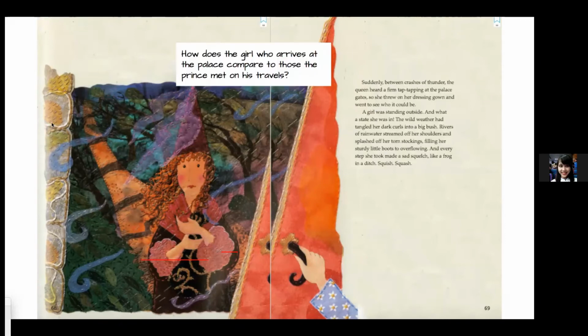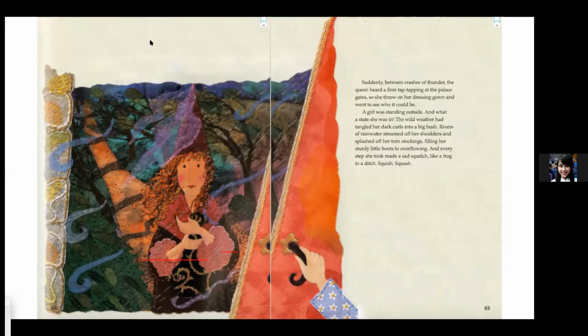So, how does the girl who arrives at the palace compare to those the prince met on his travels? Pizza, how does she compare? She is very not fancy and she looks like a normal girl. Yeah, good job. She's not fancy and she looks like a normal girl. Okay.